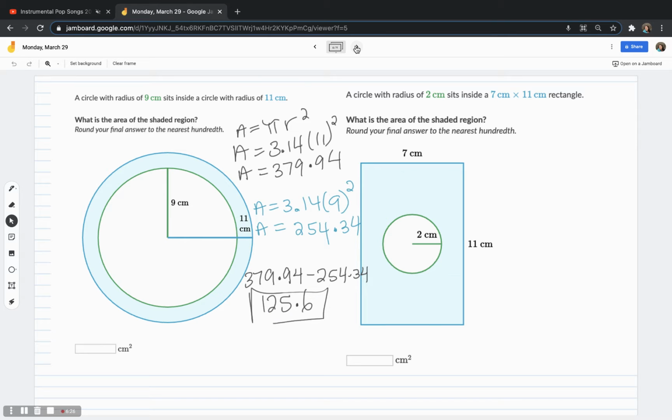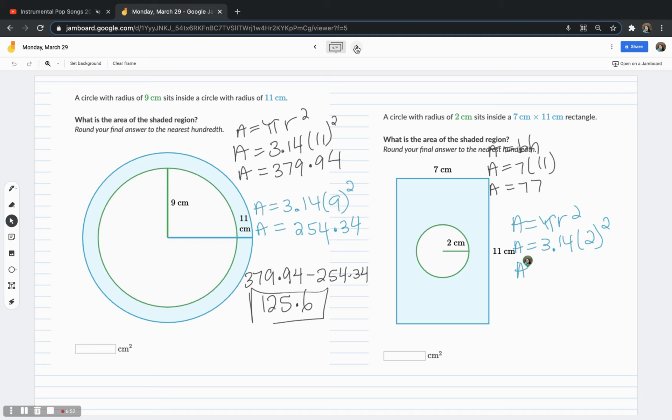In the next one, I have a rectangle and a circle. So I'm going to find the area of the rectangle by doing base times height. So 7 times 11 gives us 77. Then I'm going to find the area of the circle, pi times radius squared. And that's going to give us an area of 12.56. And then I'm going to subtract these two. And that's going to give us an area of 64.44.